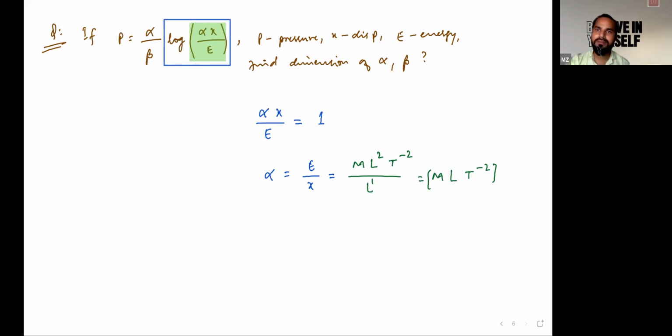So what are we left with? P is equals to alpha divided by beta. We have dimension formula for P, which is pressure, and we have already solved dimension formula for alpha from this expression. So just put them and try to solve for beta. So beta is equals to alpha divided by pressure. Try to solve.